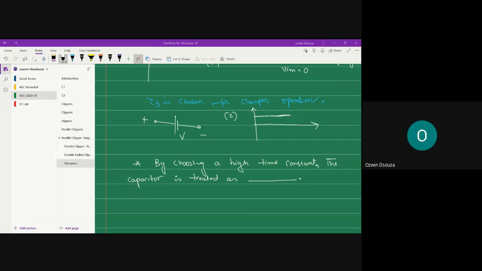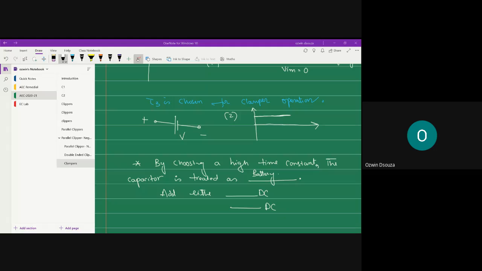The capacitor can be treated as a battery. Absolutely. So the capacitor can be treated as a battery. You have to convert that particular capacitor into an equivalent device called a battery, because if you can convert that capacitor into a battery, then only you will be able to add either positive DC or negative DC.